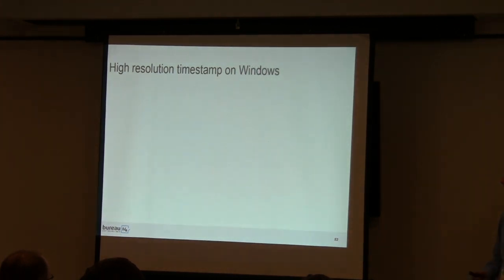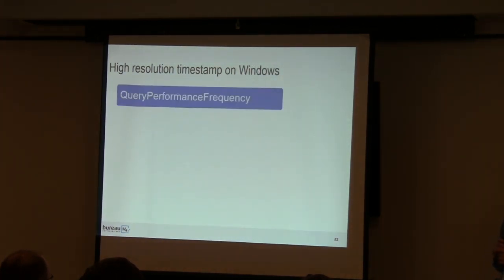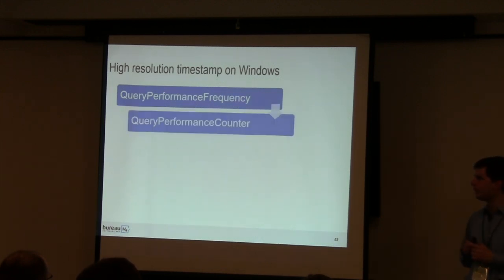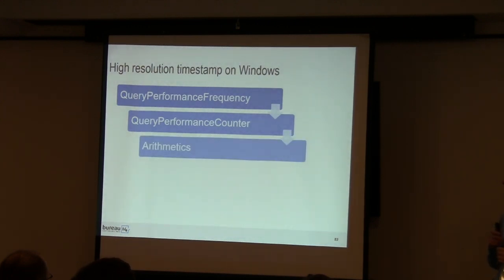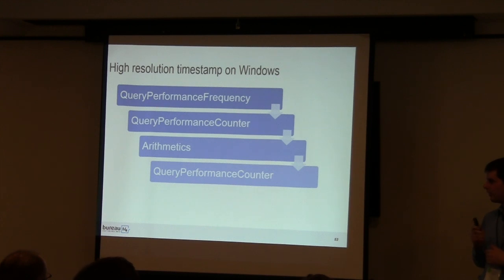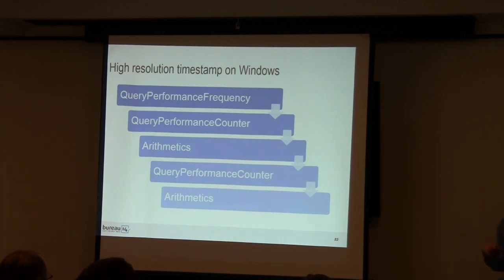On Windows, you have to do the QueryPerformanceFrequency, that is how many times per second the high resolution timestamp is going to be updated. Then you do a QueryPerformanceCounter to get the counter. Then you do some arithmetic. And then you do a QueryPerformanceCounter again. And then you do some arithmetic, and you have the same result as in Unix. In that case, it's harder on Windows than in Unix.